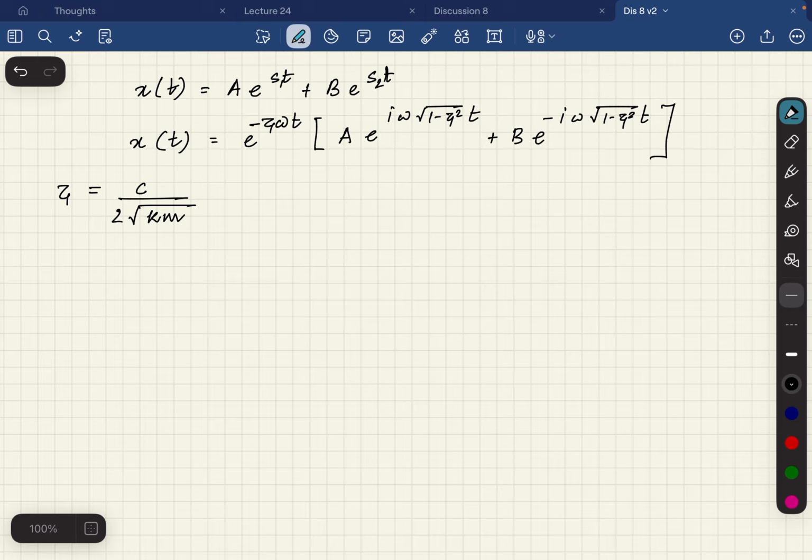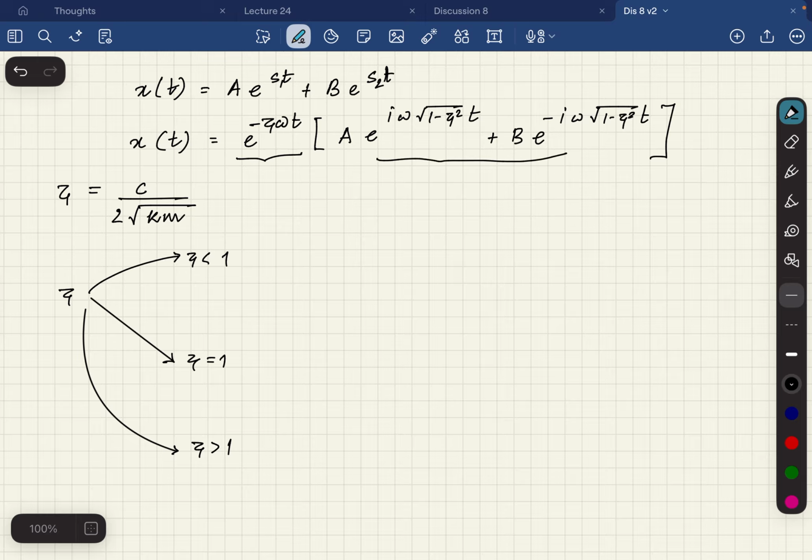So now there are three cases. Zeta could be less than 1, zeta could be equal to 1, and zeta could be greater than 1. When zeta is less than 1, what happens? What happens to root over 1 minus zeta square? It's positive, right? And if something's positive, then we can take its square root very easily, which means that in our solution, we have this decaying term, but we also get these oscillatory terms because it is completely imaginary. Does anyone have a doubt in this?